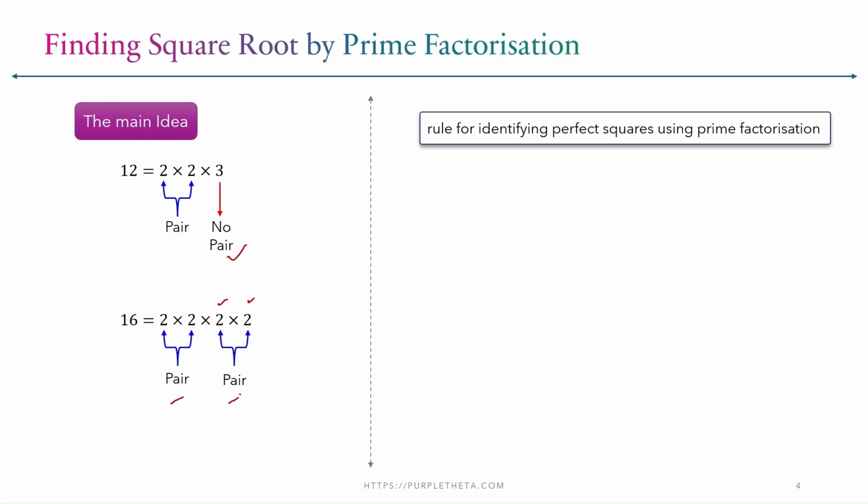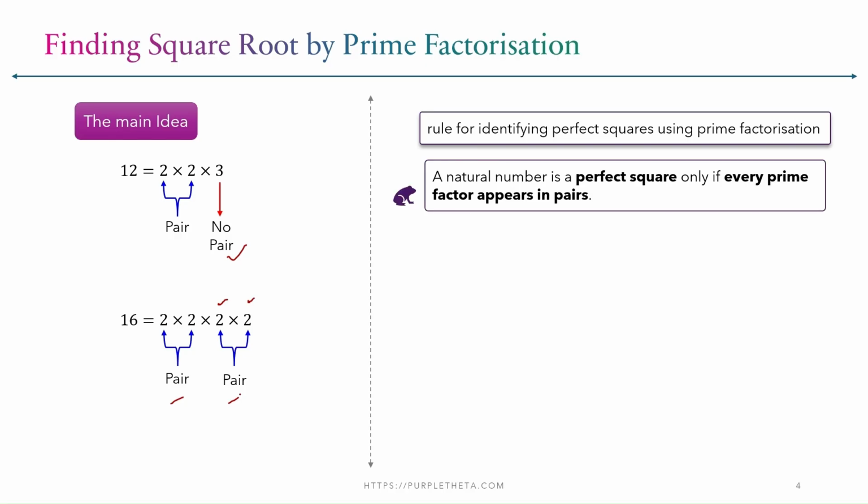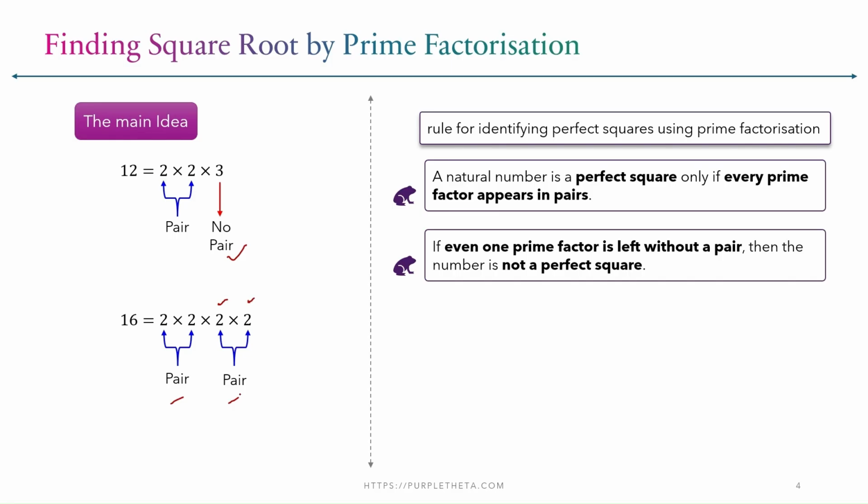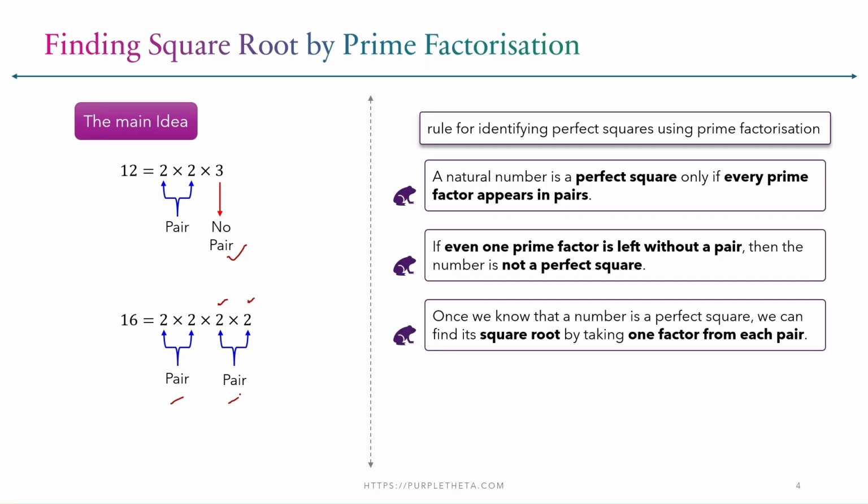Here comes the important rule for identifying perfect squares using prime factorization. A natural number is a perfect square only if every prime factor appears in pairs. If even one prime factor is left without a pair, then the number is not a perfect square. And once we know that a number is a perfect square, we can find its square root by taking one factor from each pair. Now let us understand this rule with a few examples.